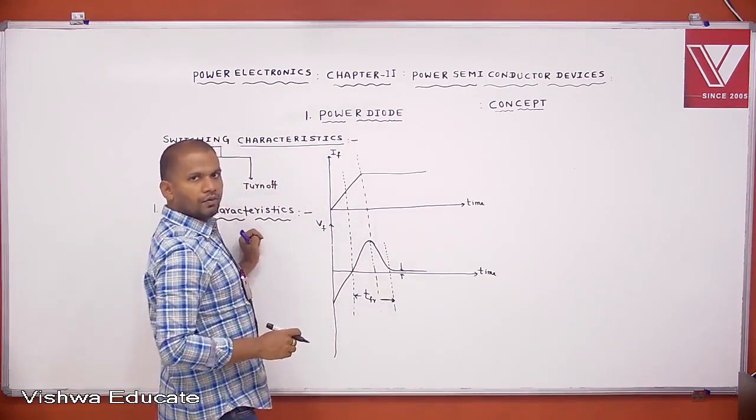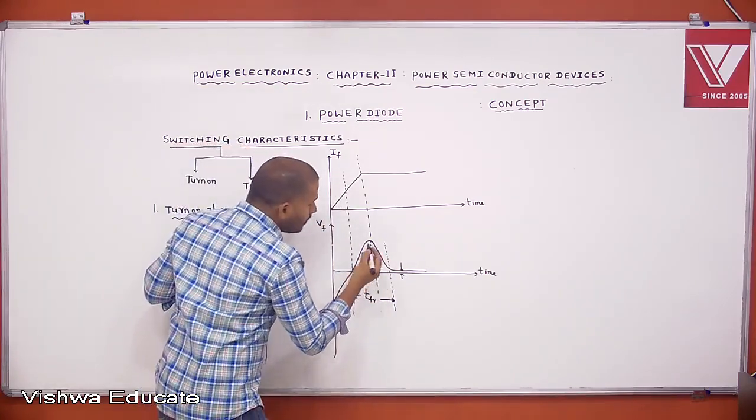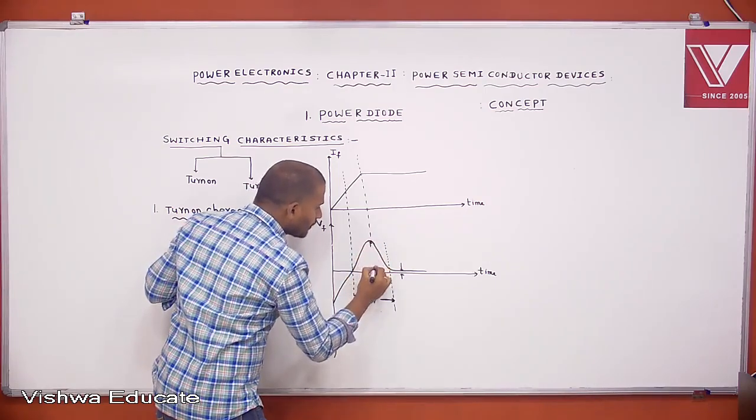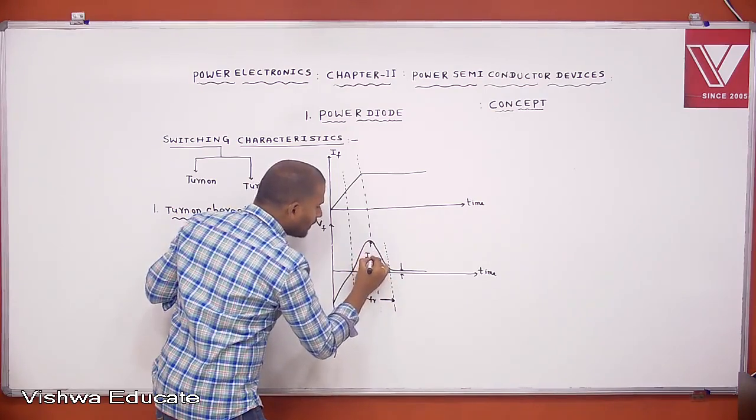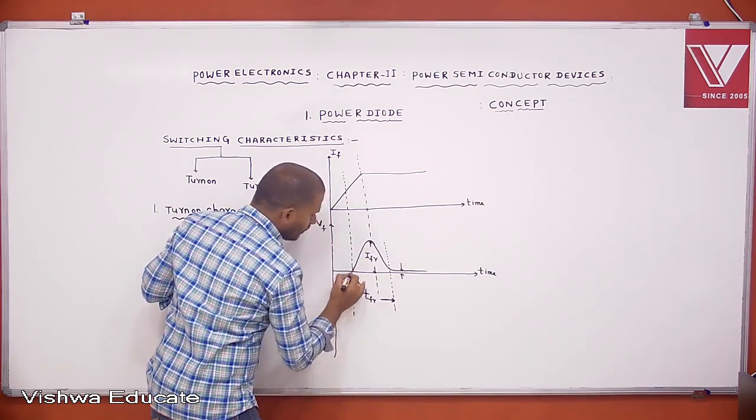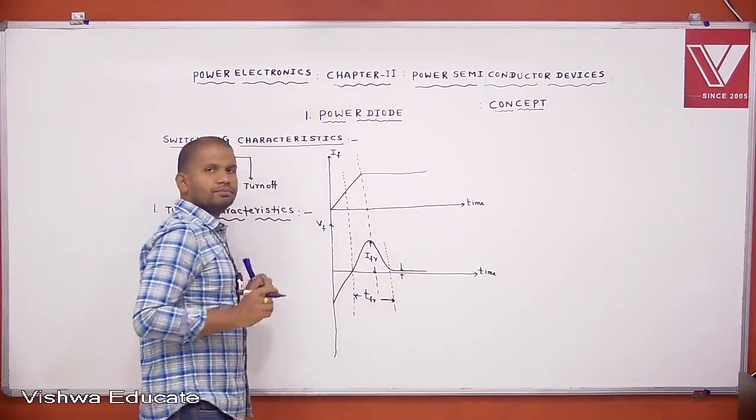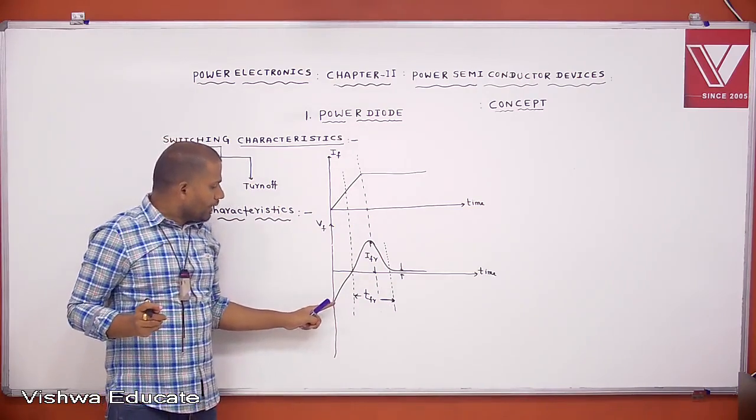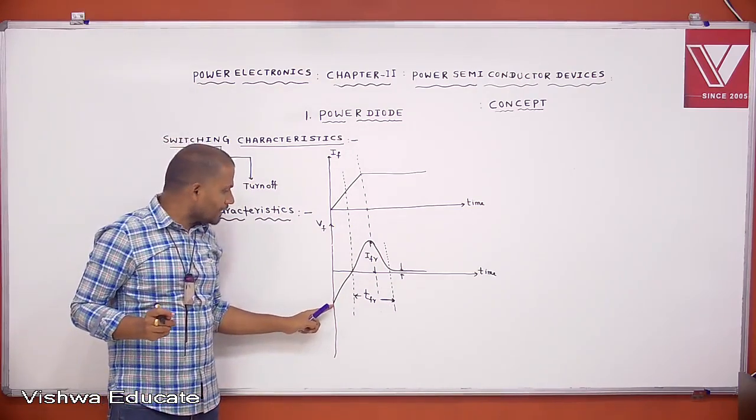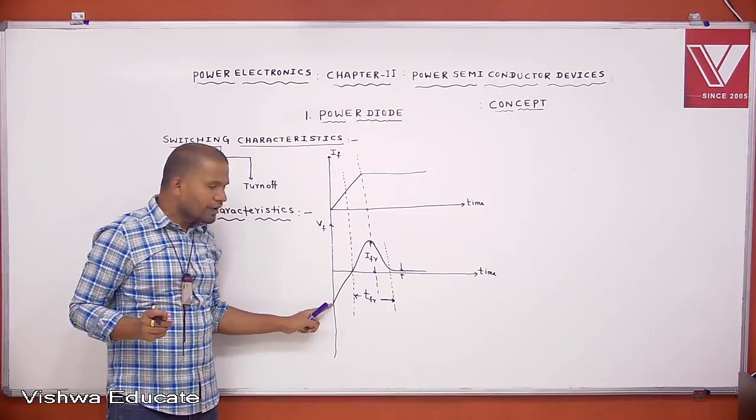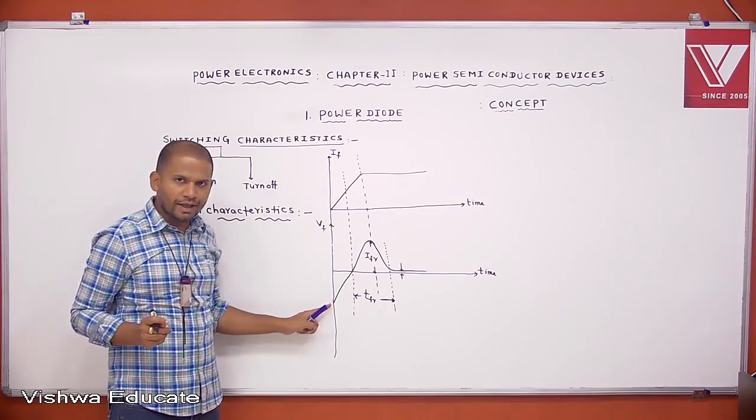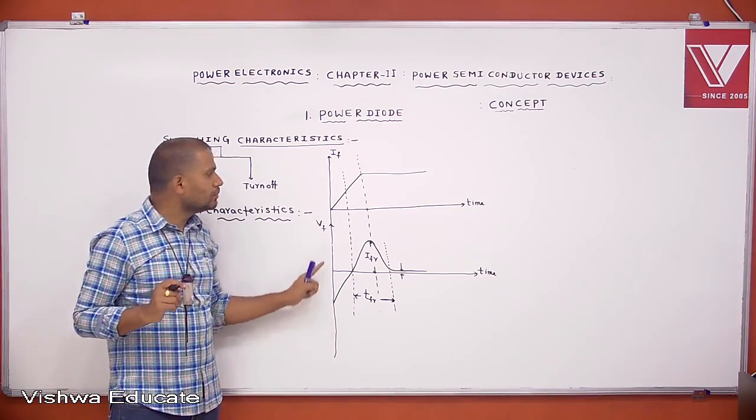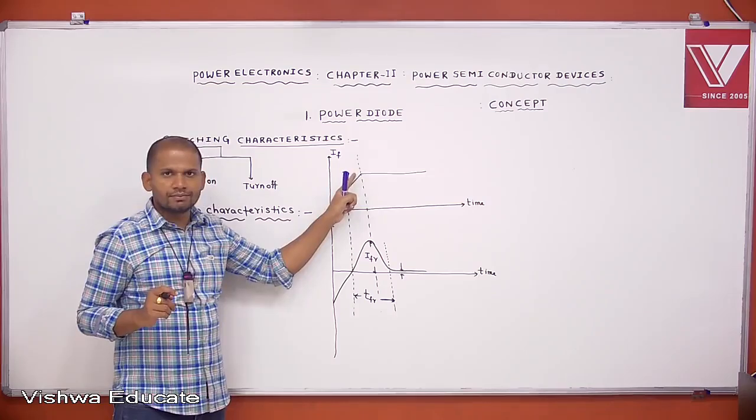Forward recovery time. Then this current is the forward recovery current. That means initially the diode is under reverse bias condition. This is negative voltage. If the forward voltage is applied to the diode, the forward current is rising.